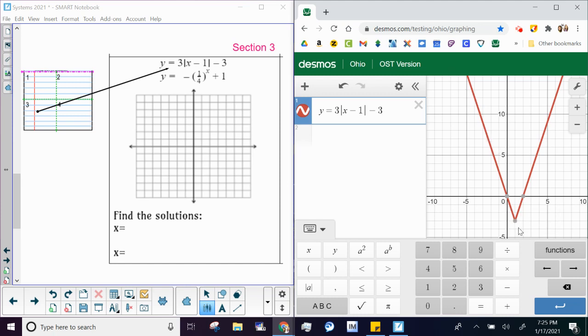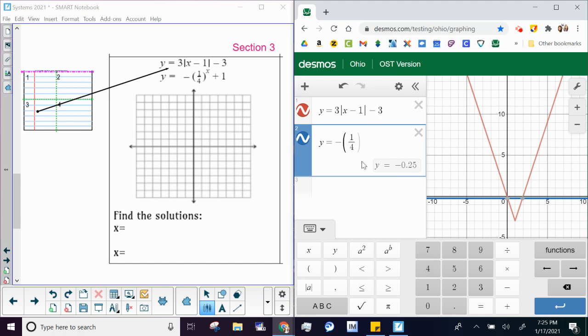Notice that we got this V-shaped graph. An absolute value graph is always a V shape. Make sure you typed that into Desmos, seriously. Okay, now let's type in this second equation. y equals negative, which is just the minus, parenthesis, 1/4, 1 divided by 4. Remember, that's how we get the fraction with the divided by key.